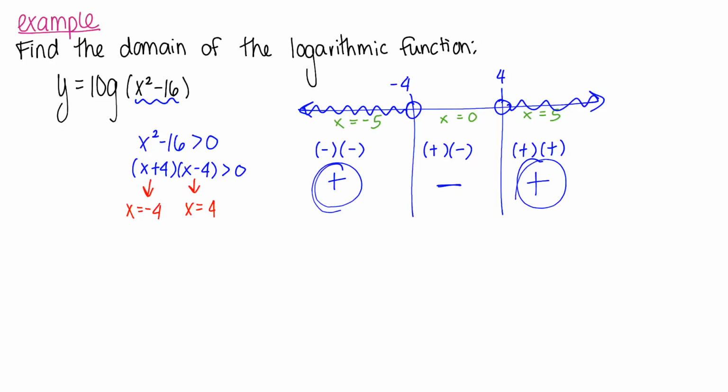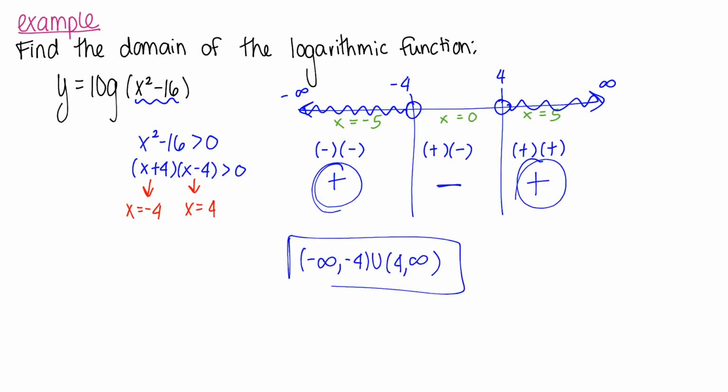So here we go. Negative infinity down here, positive infinity up there. So our domain on this function is negative infinity to negative 4, union 4 to infinity. If you had tried to do that bad math, you would have just got this part, which would not be correct. So when you're doing these domain problems, you are taking the inside of a logarithm and setting it greater than 0.